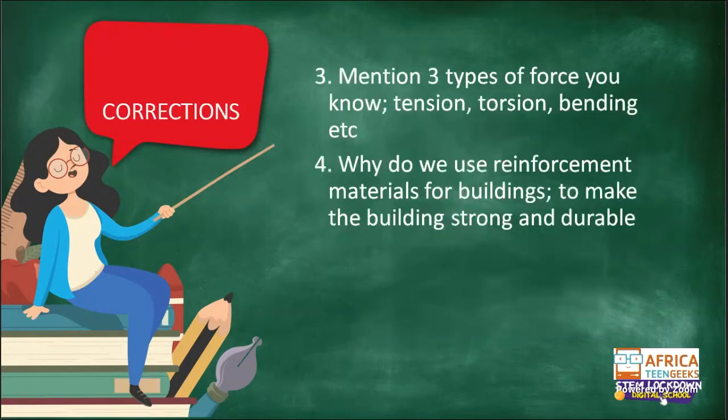All right. And then question three was saying, mention three types of force you know. Most of you got them right. Tension, torsion, bending. You even mentioned compression and shear force. That was very good of you guys. Now, number four was saying, why do we use reinforcement materials for buildings? We use reinforcement materials for buildings because we want to make the buildings strong and what? Durable. So that if there is any natural hazard, the building can still withstand. All right.